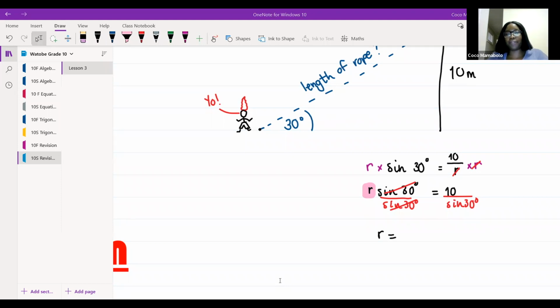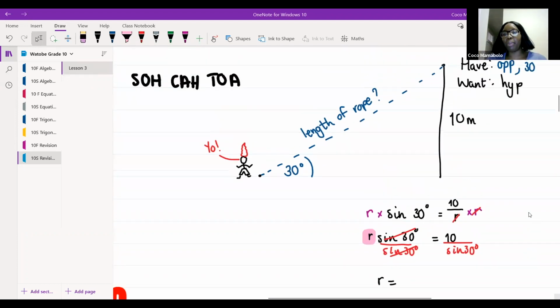20 what, Gift? 20 what? Do not forget. Is it a degree, guys? What are we calculating for? What are we calculating for? Yes, Tandukolo and David, that's it. Please, guys, degrees is not the default. Please don't just say degrees.